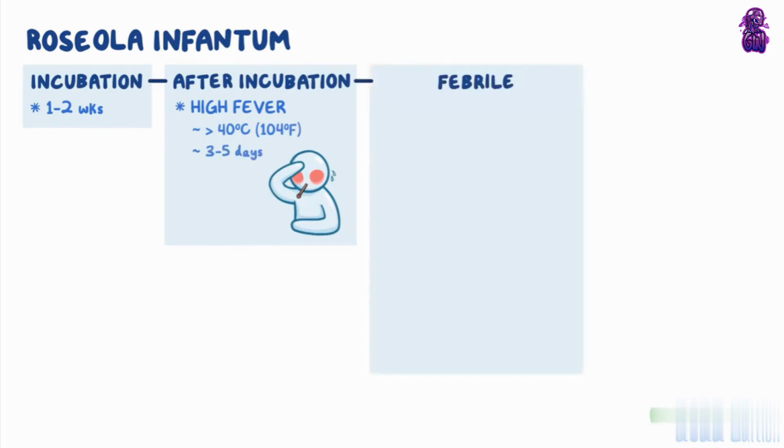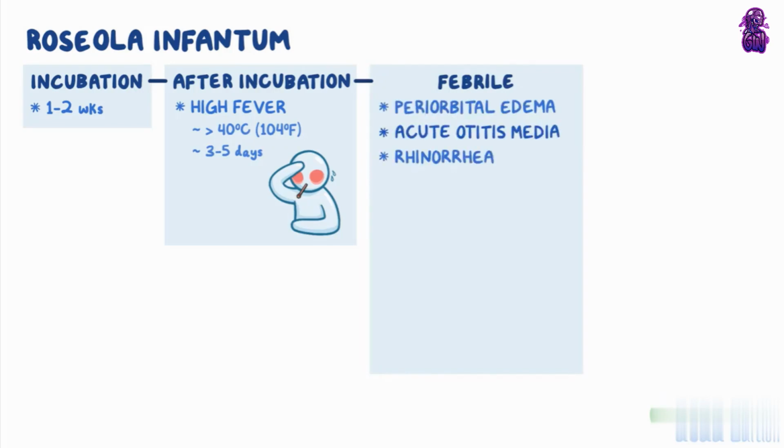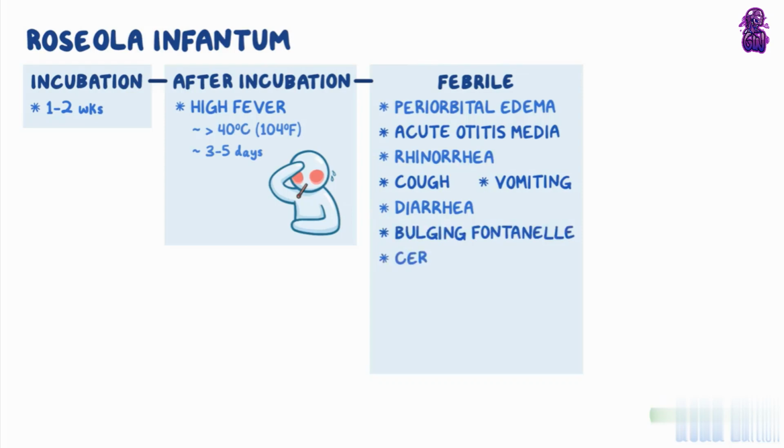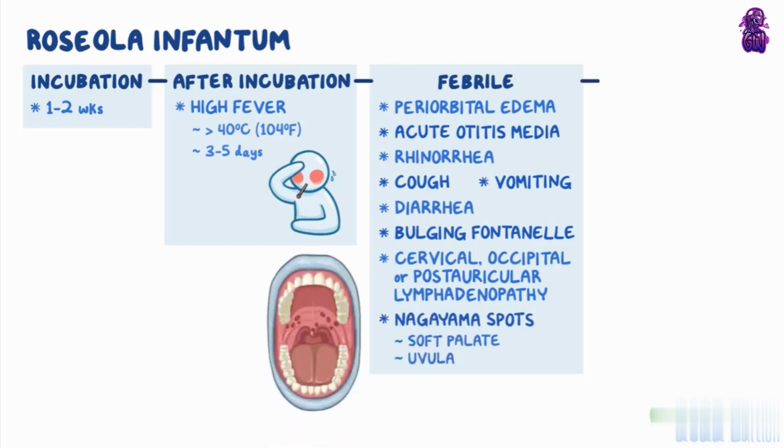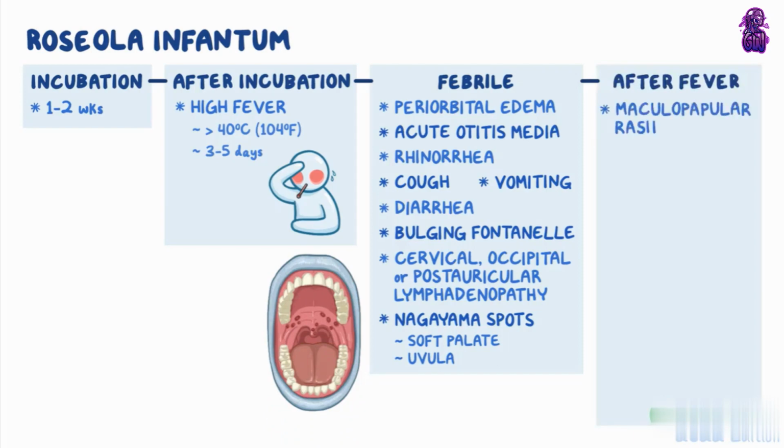During the febrile phase, other manifestations include periorbital edema, acute otitis media, rhinorrhea, or a runny nose, cough, vomiting, diarrhea, a bulging fontanelle, cervical, occipital, or postauricular lymphadenopathy, and Nagayama spots, which are small red spots on the soft palate and uvula. After the fever goes away, a maculopapular rash appears, which is when pink or red spots develop.